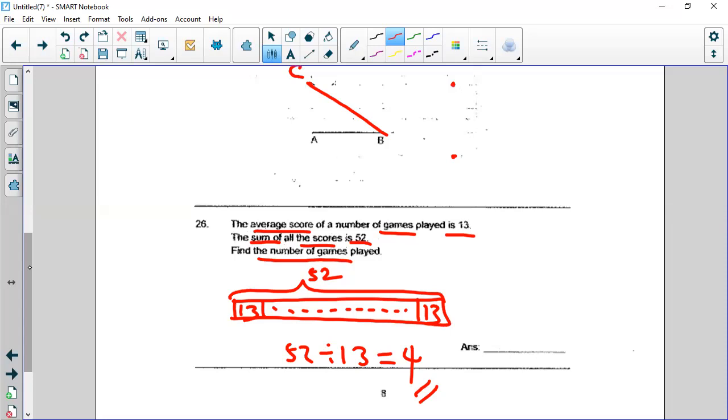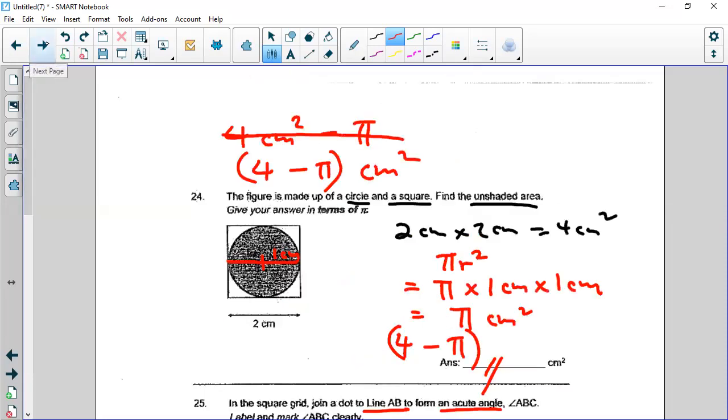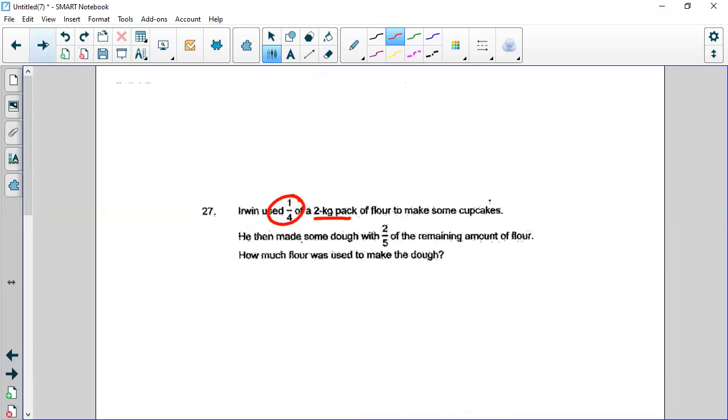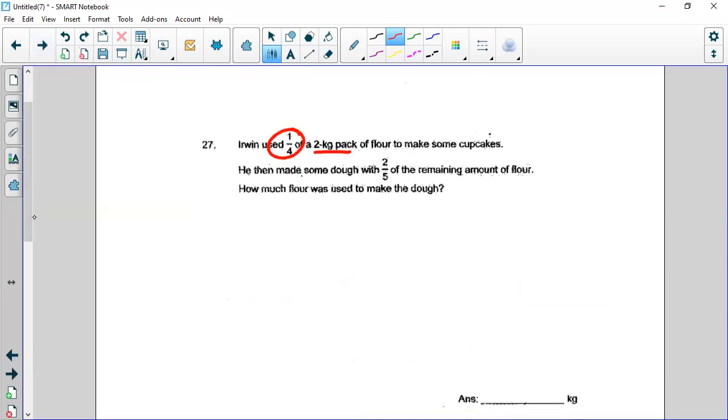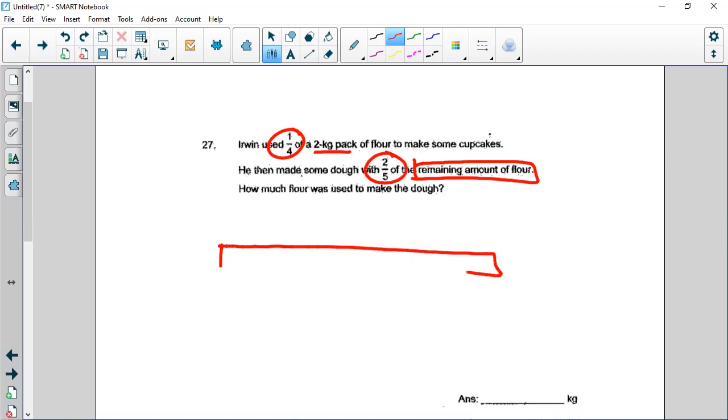Okay, question 27. So this paper one, let's hope we can get at least 35 and above. That'll be good. Irvin used 1/4 of a 2 kg pack of flour, and he made some dough with 2/5 of the remainder flour. Now, when there are fractions, what's the method? Model drawing. So I would like to draw a model. Those who don't know how to do, you have to use model.